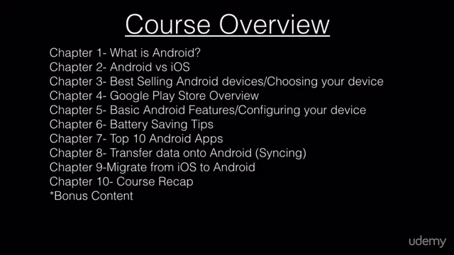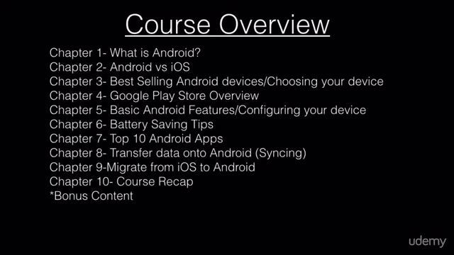Number 3 led us into the best-selling Android devices and how you can go about choosing your device. So looking at what the options are out there and the factors that come into play when deciding what device you want to buy and use. Number 4 is all about the Google Play Store overview, the Android app market and the alternative to the App Store, which is Google Play Store, covering everything that Google sells as far as music, apps, devices, etc.